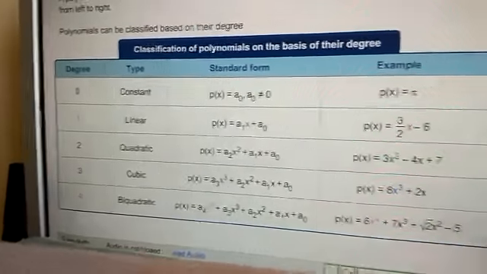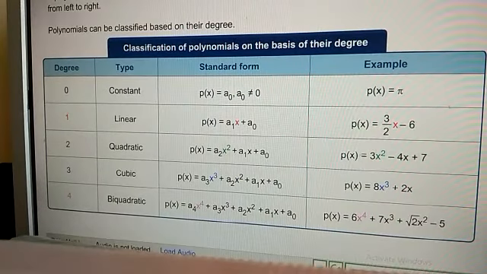Now under example, the first column, we have p of x is equal to pi. Pi is a constant, you know very well that. So this is a constant polynomial, we can say that. And this is also a polynomial when you consider any constant value written as such without any other terms. Why? Because it can be written as pi into y power 0 or pi into a power 0, like that. So it is a polynomial.